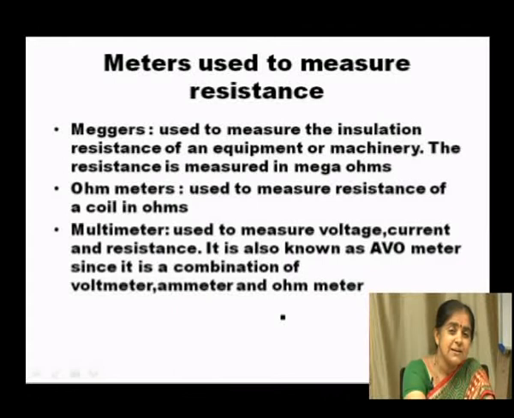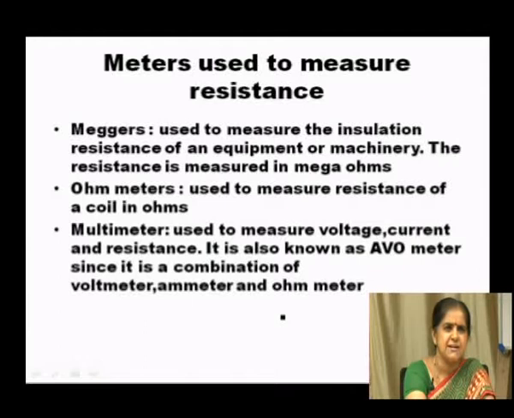It is a combination of ammeter, voltmeter as well as ohmmeter. Ammeter is used to measure current in the circuit, whereas voltmeter is used to measure voltage in the circuit, and ohmmeter is used to measure resistance in the circuit. So, it is a combination of three different meters, so it is called a multimeter. It is also known as AVO meter. A stands for ammeter, V stands for voltmeter, and O stands for ohmmeter. So, it is one such important instrument which could be used to measure three different parameters, that is the voltage, current as well as the resistance.